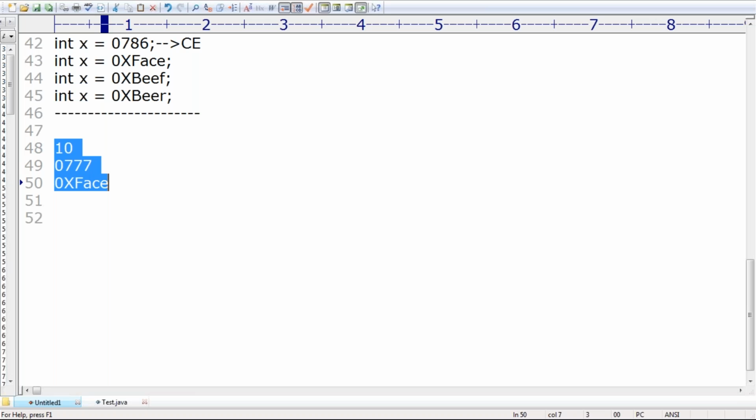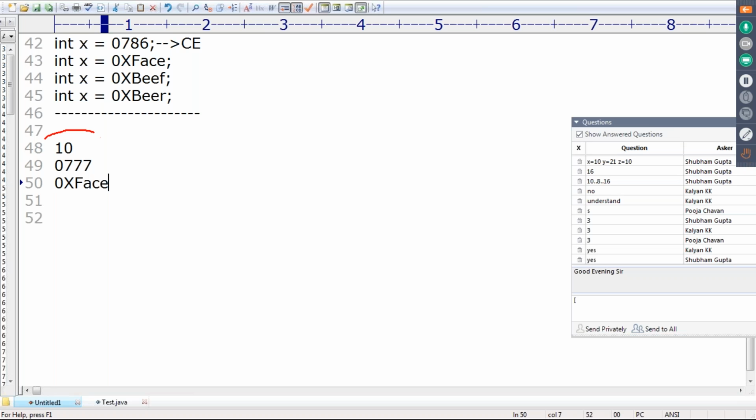Yes. All are integral literals only. Make sure, sir. By default, what type are these integral literals? Int type. Remember this. Every integral literal, whether you specified octal, hexadecimal or decimal, is by default int type.